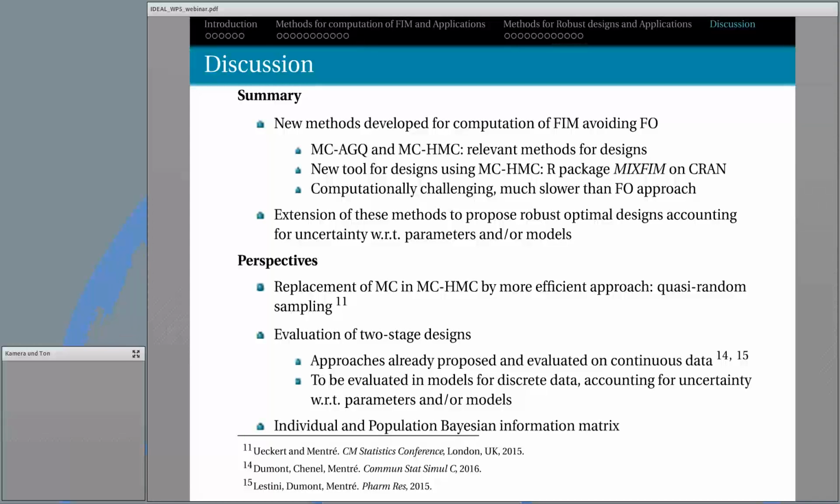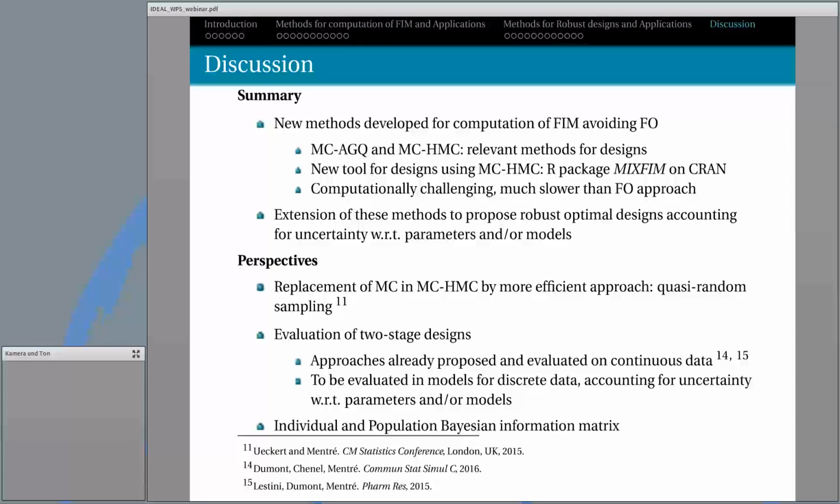We are working on extension of these methods for robust optimal design with uncertainty on parameters and/or on models. And all the developments that I've shown today will be available one day in the MixFIM package. There is still some other improvement to do. In the MCHMC, the first part is a standard Monte Carlo, and it could be more efficient to use quasi-random sampling instead of Monte Carlo sampling.